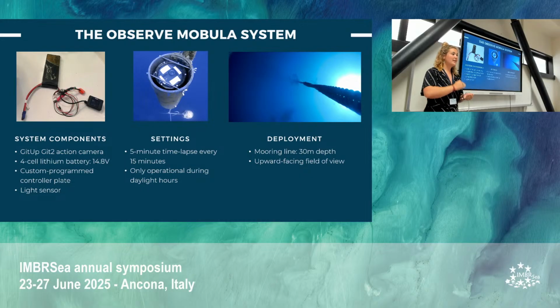So a picture was taken every 5 seconds for 5 minutes. I deployed the system at a depth of 30 meters at one of the mooring lines, and this gave us very high autonomy. We were not dependent on boat schedules or good weather conditions, and we also got regular sampling throughout the day. The system was shut off at night because we couldn't see anything and to preserve the battery life.